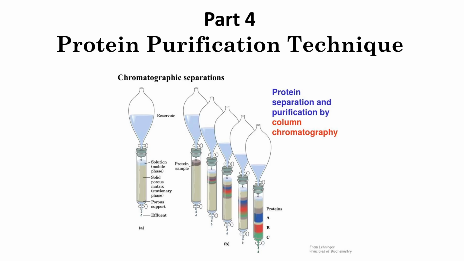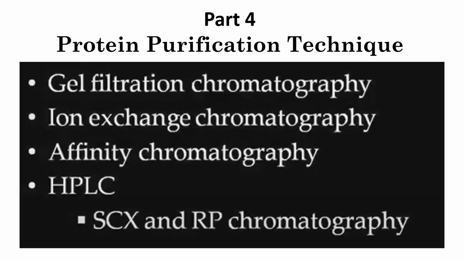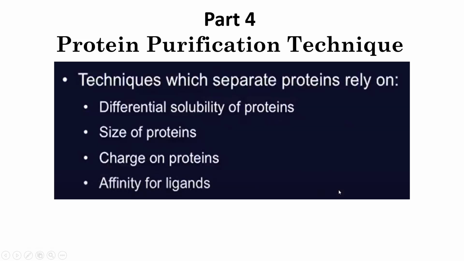Then how can we purify a protein if anything is expressing a certain protein and we want to purify it out? There are various chromatographic techniques. There is gel permeation, there is affinity chromatography, there is column chromatography. There are a number of different chromatographies available by which we can purify a protein: gel filtration, ion exchange, affinity, HPLC, SCX, RP chromatography, reverse phase chromatography, etc.